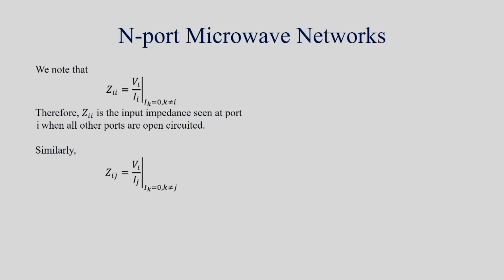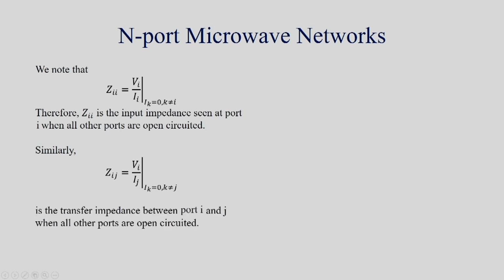Similarly, Zij is Vi by Ij with all Ik equal to 0 for k not equal to j, and this gives the transfer impedance between port i and j when all other ports are open circuited. So, these Z parameters are open circuit parameters. That means, if you are to measure Z11, you will have to keep all ports other than port 1 open circuited.